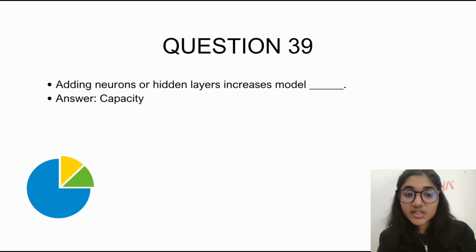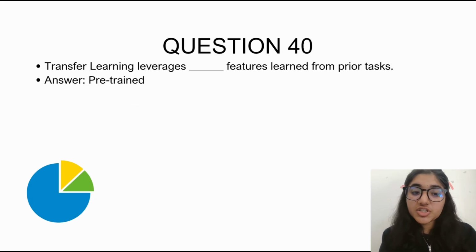Then the 39th question is, adding neurons or hidden layers increases model dash. So the answer is capacity. Then the 40th question of deep learning is, transfer learning leverages dash features learned from prior tasks. So the answer is pre-trained.